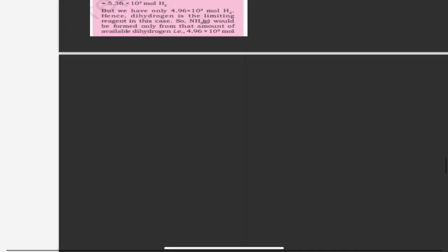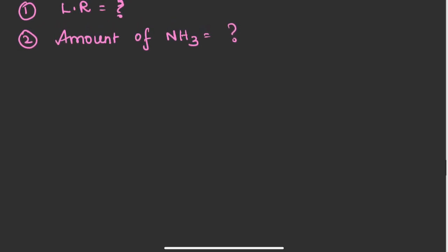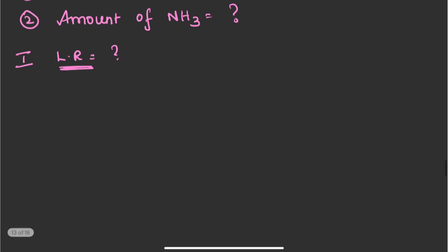First let us write the question. What you have to find is, first, the limiting reagent. LR is called limiting reagent, question mark. Second, you have to find the amount of ammonia gas formed. So these are the two things you have to find. Now let us start the first part, that is finding the limiting reagent. I'll teach you a trick to find it, and it will be very simple for you.